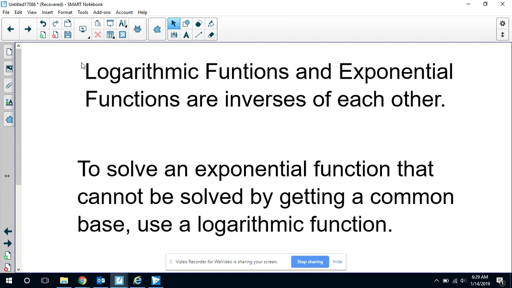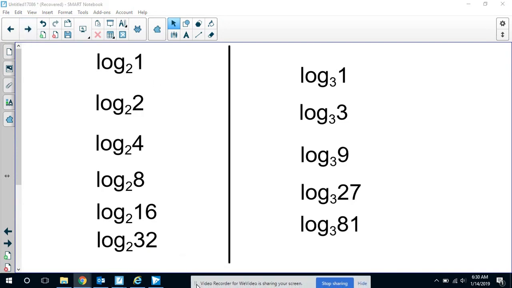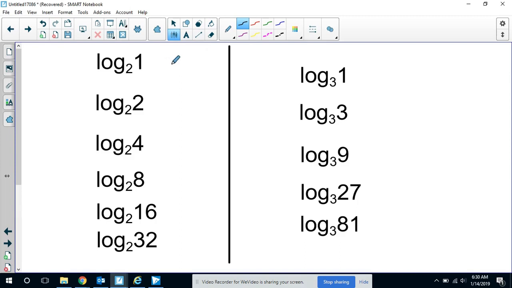So we started talking about last time how log functions and exponential functions are inverses of each other. To solve an exponential function that cannot be solved by getting a common base, you would use a logarithmic function. Really quick, let's talk about log functions. So if we have log base 2 of 1, log base 2 of 2, log base 2 of 4, log base 2 of 8, and so on, we can actually get legit answers for those. And we have a couple ways that we can do that.